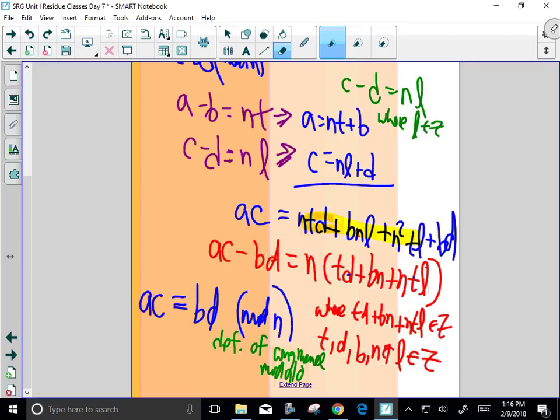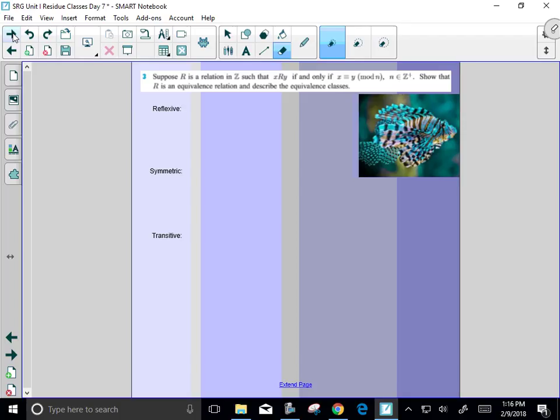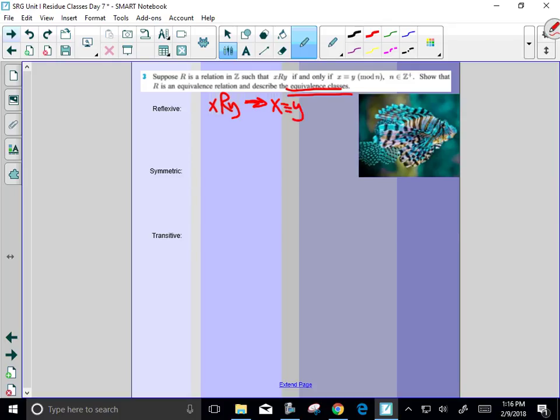That's that. Let's go to the next level and do an equivalence class of this modular math. If you can do this, everything for the quiz is going to make sense. So we're going to start off with XRY implies X congruent to Y mod N. That's what we're given. And we want to show that it's an equivalence. But this is what the relation is.